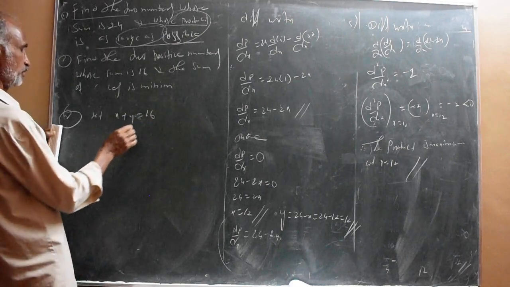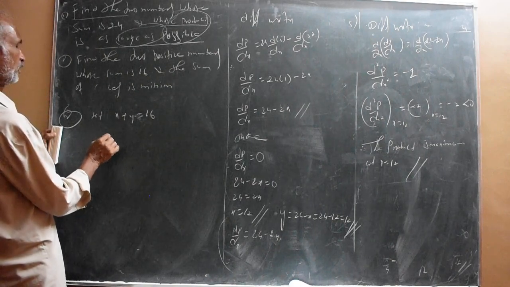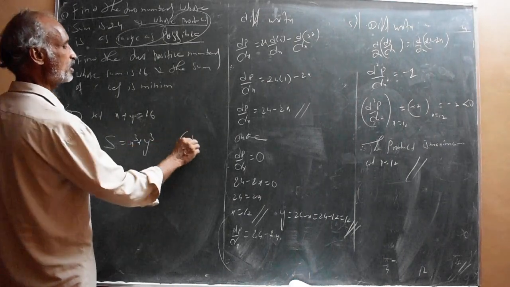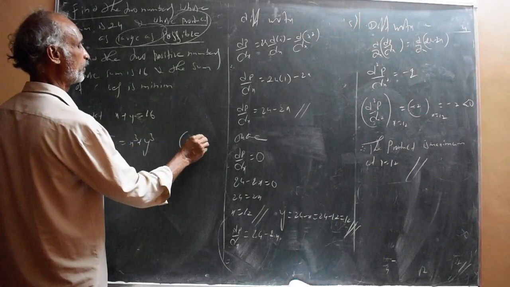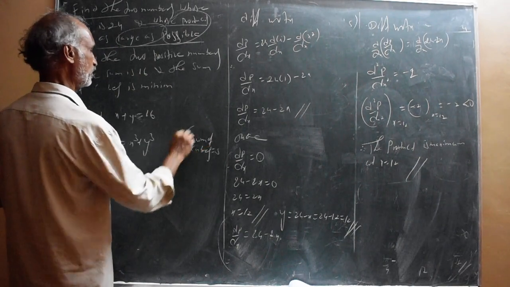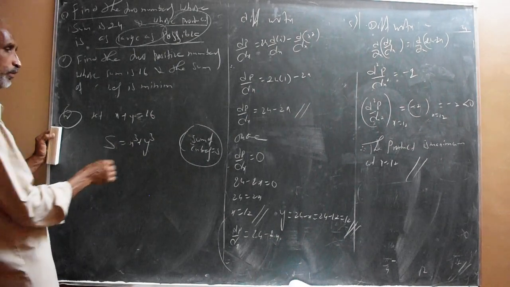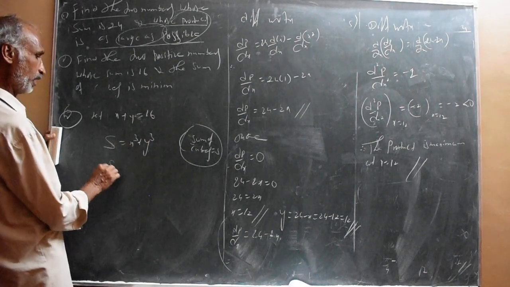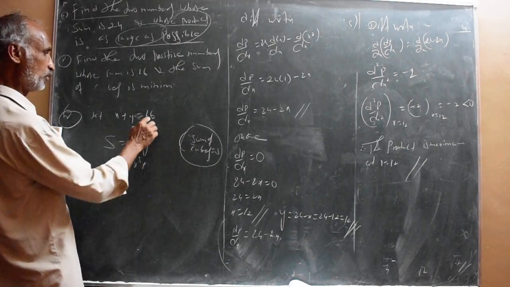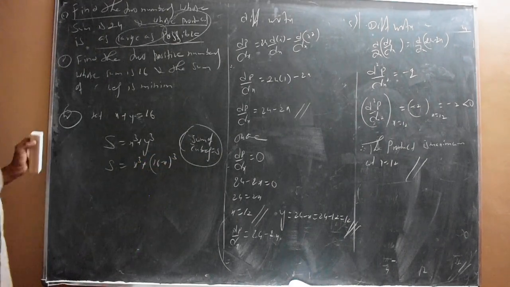x plus y is equal to 16. Then the sum S is equal to x cube plus y cube. S means sum; sum of cubes is equal to S. Sum means plus, in a cube, I have x cube plus y cube. So to have a single variable, S is equal to x cube plus y cube, where y is 16 minus x, the whole cube.